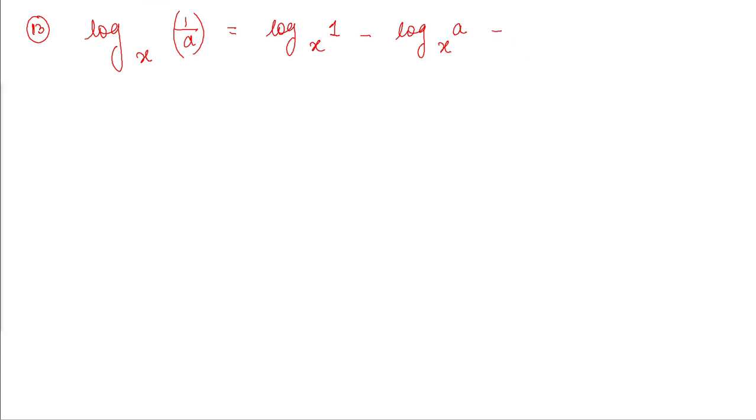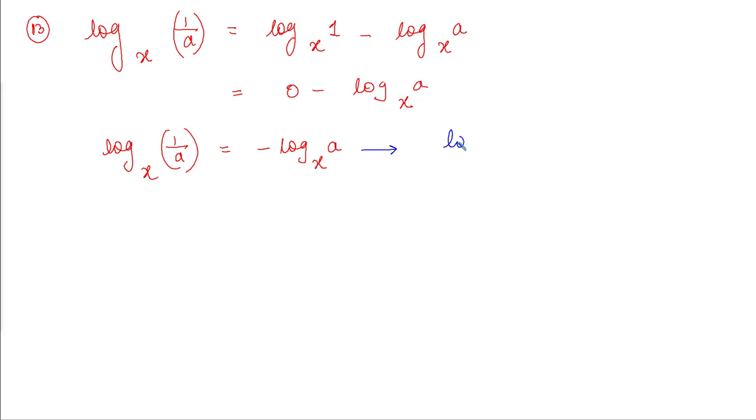Log 1 is how much? Log 1 to the base any number is equal to 0. So 0 minus log a to the base x. Okay everyone, so over here the property is log of 1 upon a to the base x is equal to minus log a to the base x. For example, log of 1 upon 7 to the base 5 is going to be minus log 7 to the base 5.